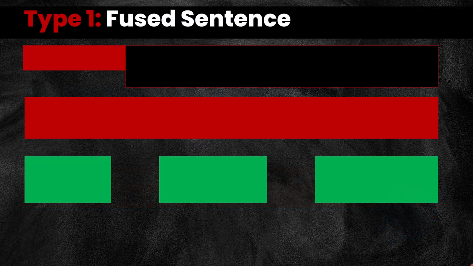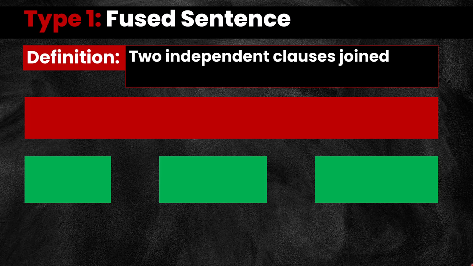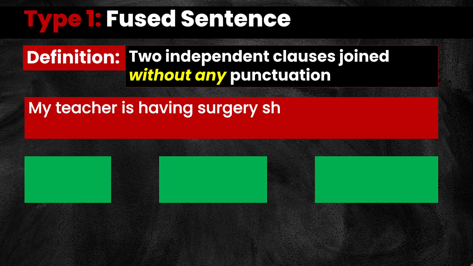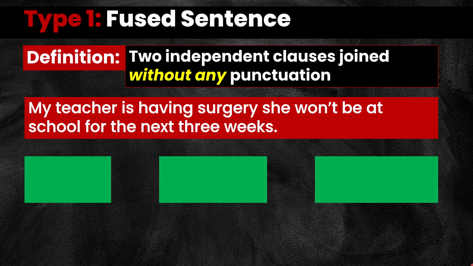So the first type of run-on sentence is called a fused sentence. And a fused sentence occurs when 2 independent clauses are joined without any punctuation. So, for example, the sentence I just showed you. My teacher is having surgery. She won't be at school for the next 3 weeks. This is a run-on sentence, and the specific type is a fused sentence. So we can fix this in a few different ways.